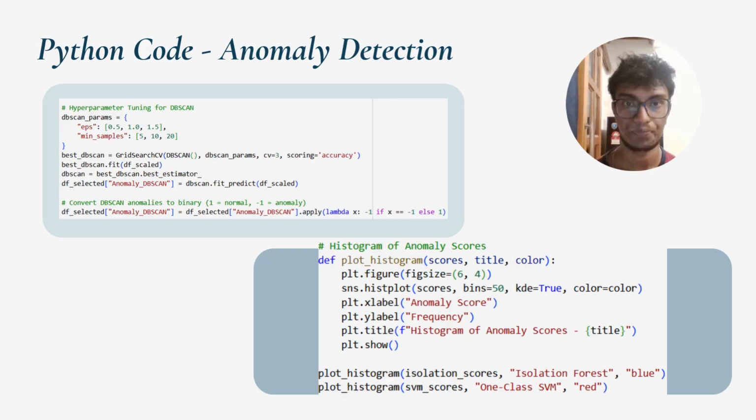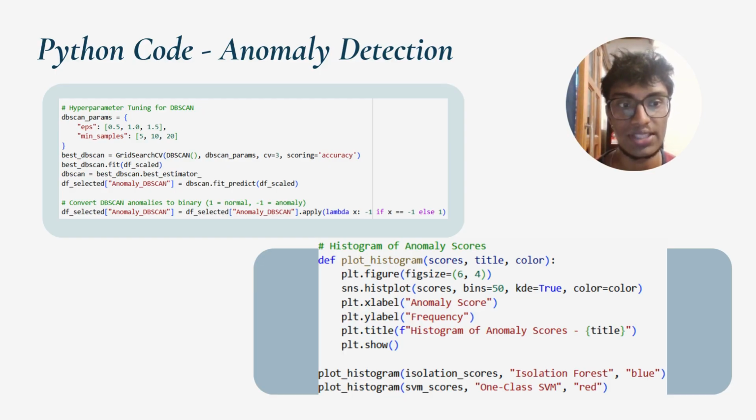This code performs hyperparameter tuning for DBSCAN to improve its effectiveness in anomaly detection. DBSCAN identifies clusters of data points based on density, making it useful for detecting anomalies as low-density points that do not belong to any cluster. To optimize its performance, GridSearchCV is used to systematically test different values for eps, which is the maximum distance between two samples to be considered in the same cluster, and min_samples, the minimum number of points required to form a cluster. The cv=3 argument specifies threefold cross-validation to evaluate different parameter combinations.